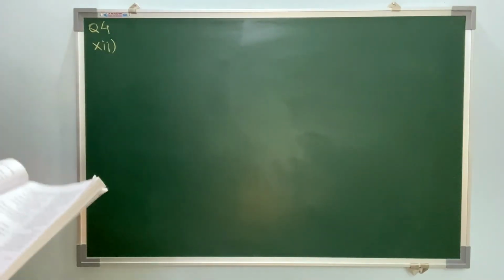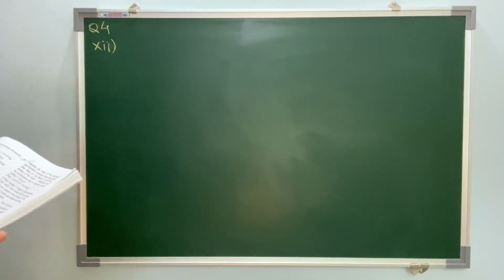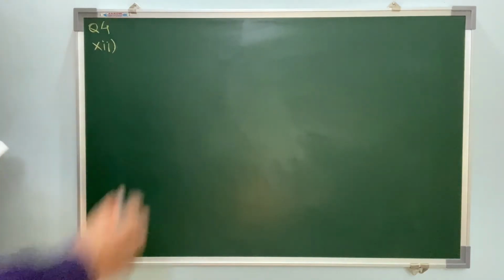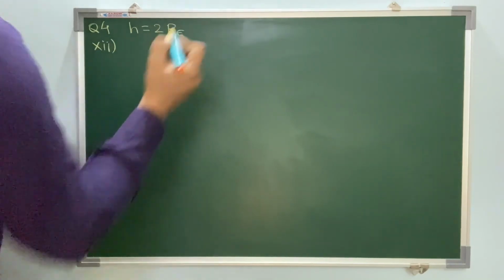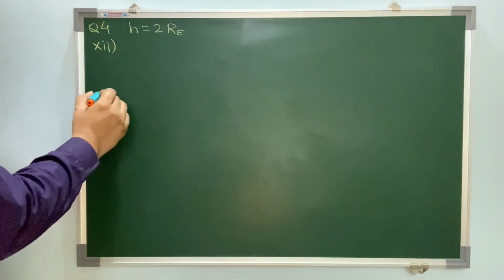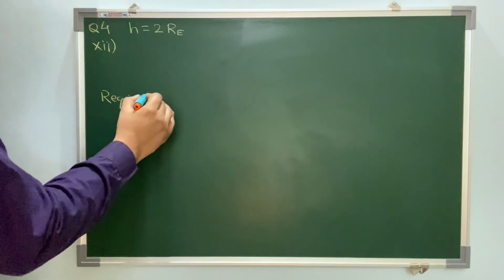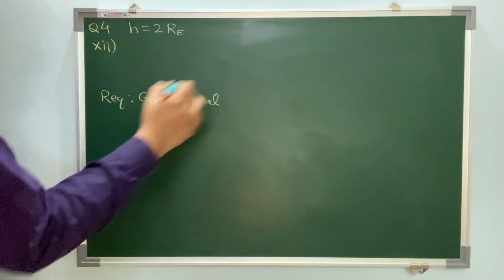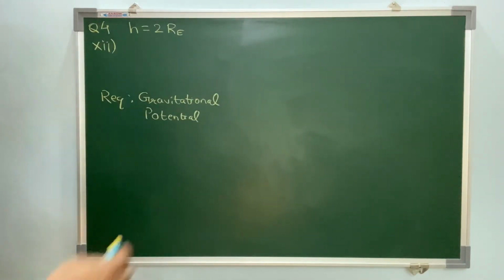Okay, so now question number 4, the 12th one in it. They are asking, what is the gravitational potential due to Earth at a point which is at a height of, so height is given to us, 2 times radius of Earth from the surface of Earth, above the surface of Earth. So what we need to find out is gravitational potential. This gravitational potential, we can just use the symbol V for it.